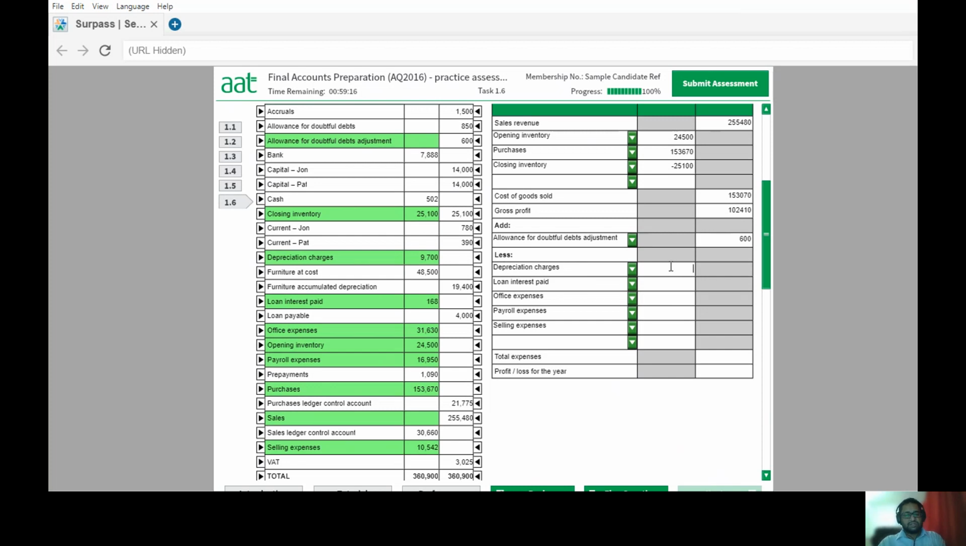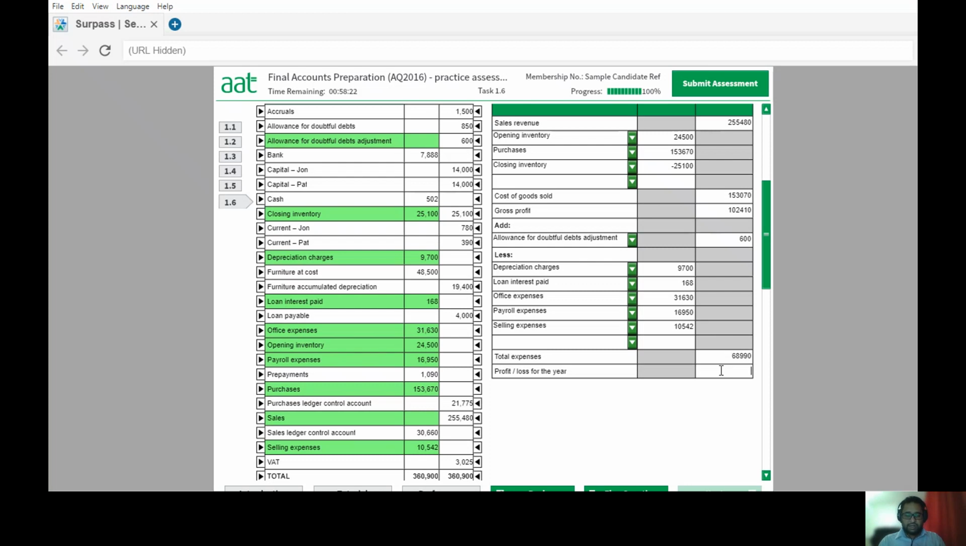Depreciation charges are 9,700 pounds. Loan interest paid is going to be 168 pounds. Office expenses is going to be 31,630 pounds. Payroll expenses are 16,950 pounds. And the last, the selling expenses, of 10,542 pounds. So that should give you the value of your total expenses: 9,700 plus 168 plus 31,630 plus 16,950 plus 10,542 gives 68,990.